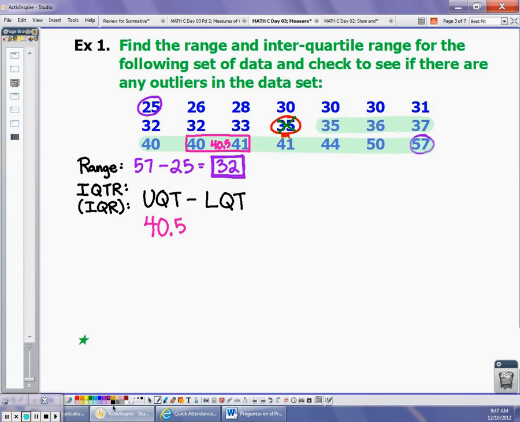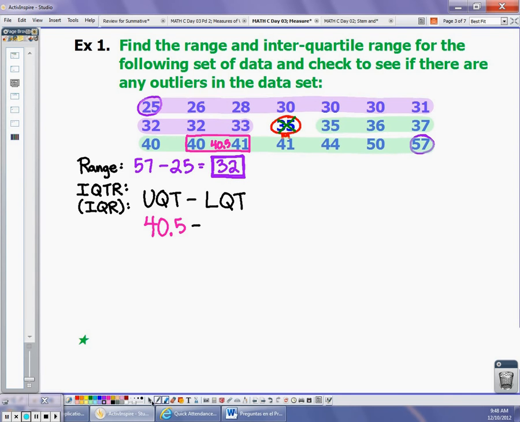Now I need to find the lower quartile, which means finding the median of the lower half. So I'm going to do the same thing. The lower half happens to be 25 through 33. So it's the set of data on the lower side, which is our smaller numbers. Remember, I don't include the actual median when finding the lower half.